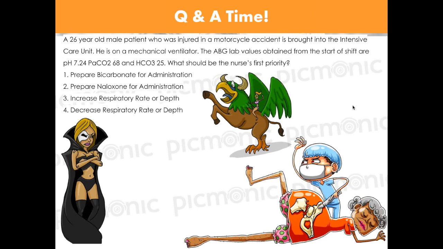He's on a mechanical ventilator. The ABG values at the start of your shift are a pH of 7.24, a PaCO2 of 68, and an HCO3 of 25. What should be the nurse's first priority? This is putting together everything we just talked about. If I saw this question as a nursing student, what I want you to do first is look at those ABG values.